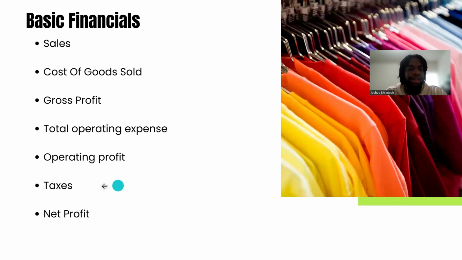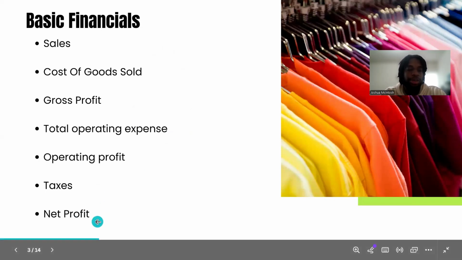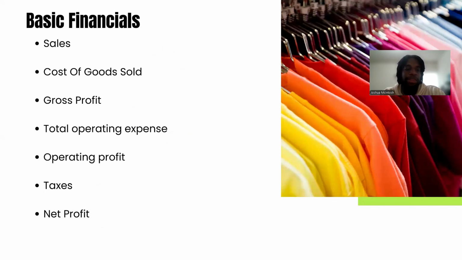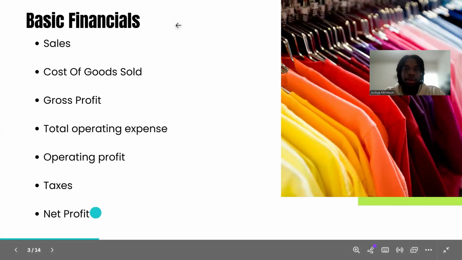And the last thing we're going to take away is taxes because you have to pay taxes to the country and the government. But after your taxes, you get your net profit, which is going to be the actual money you're making at the end of the month. And you can take that net profit and either put it back inside the business, which is going to be retained earnings, or you can pay yourself.